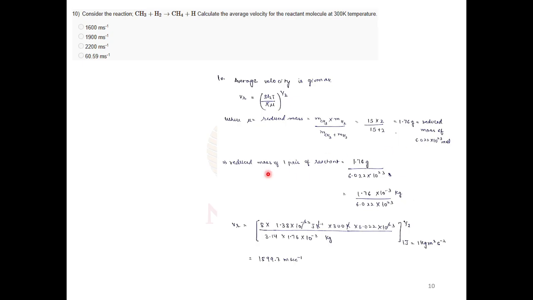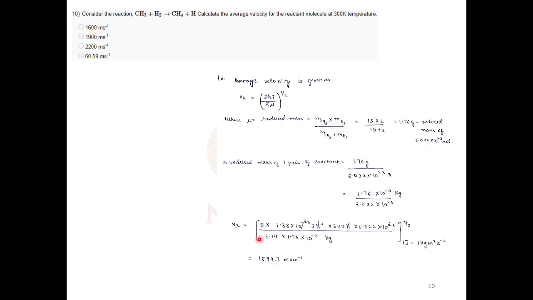Now the reduced mass must be for one pair of reactants, that is 1.76 gram by 6.023 into 10 to the power 23. So overall it comes to 1.76 into 10 to the power minus 3 by 6.023 into 10 to the power 23 kg. Finally the average velocity is the root of 8 into 1.38 into 10 to the power minus 23 joule per Kelvin into 300 K by pi into the reduced mass.